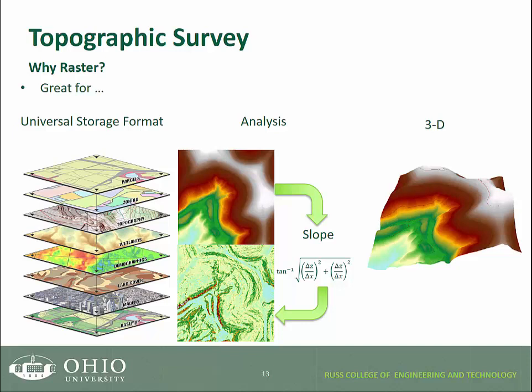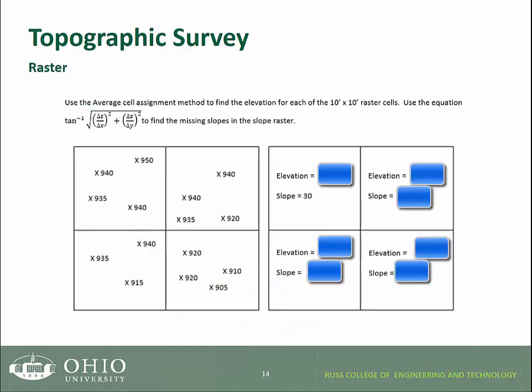Rasters can be visualized in 3D to get a better feel for the data. Notice how the topography of the land becomes more apparent in 3D. Pause the video here and solve the raster cells from the gathered point data using the average technique and the slope equation. Assume the raster cell size is 10 foot by 10 foot.